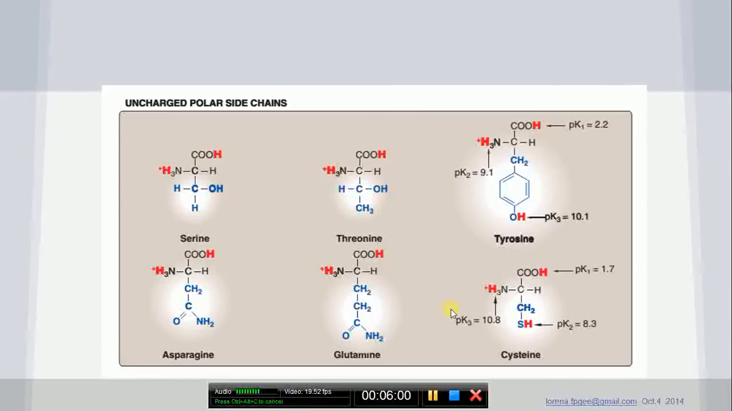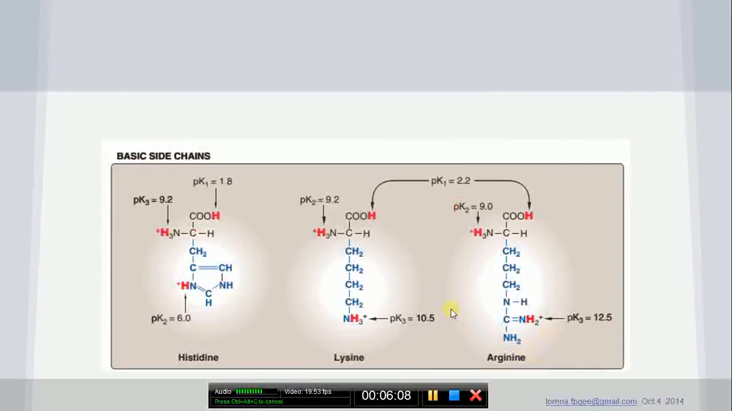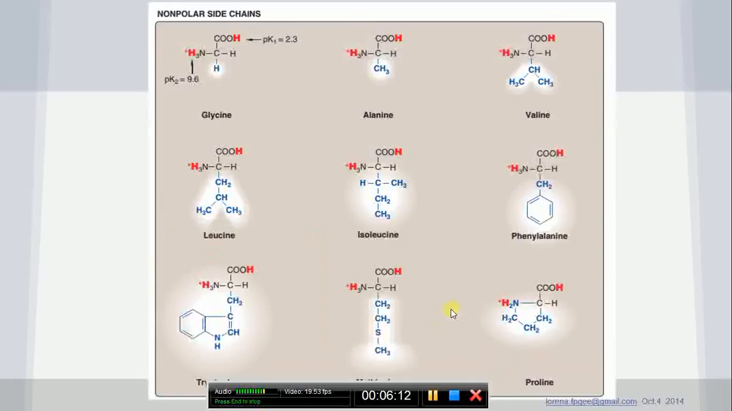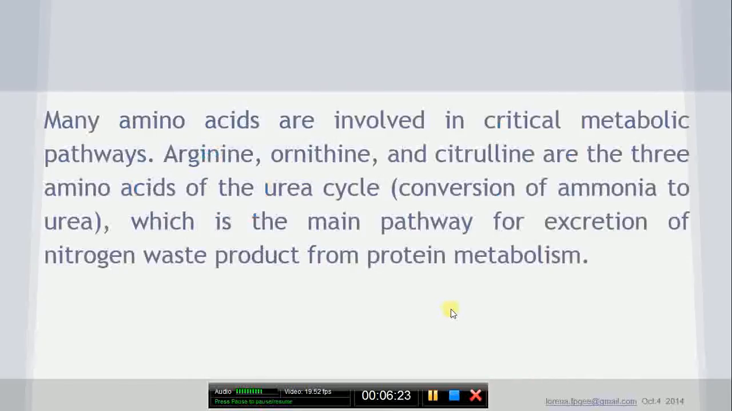However, infants and young children have only a limited ability to make these conversions. Hence, tyrosine and cysteine are considered conditionally essential in this population. The remaining 9 amino acids are considered non-essential, indicating that they can be synthesized from other amino acids or metabolic intermediates. Many amino acids are involved in critical metabolic pathways.